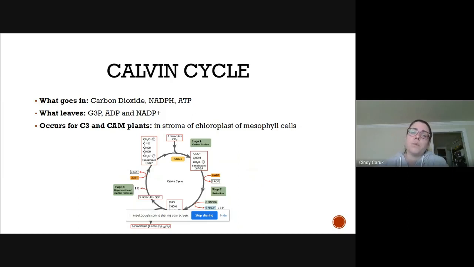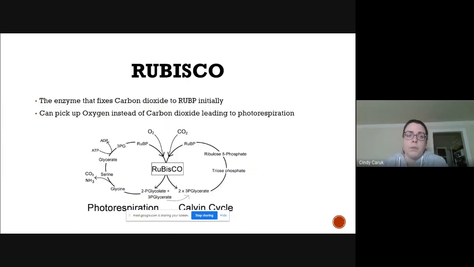Again, this occurs in the stroma of the chloroplast of mesophyll cells for our C3, which are our most common plants, and also your CAM plants. If you remember, those are your plants that have to store their carbon dioxide at night as an acid and then wait for the daytime for ATP and NADPH to be made. and then it releases that carbon from the acid as carbon dioxide when the energy from the light reaction is available. They're trying to do that so they do not lose a lot of water, so they only have their stomata open at nights.